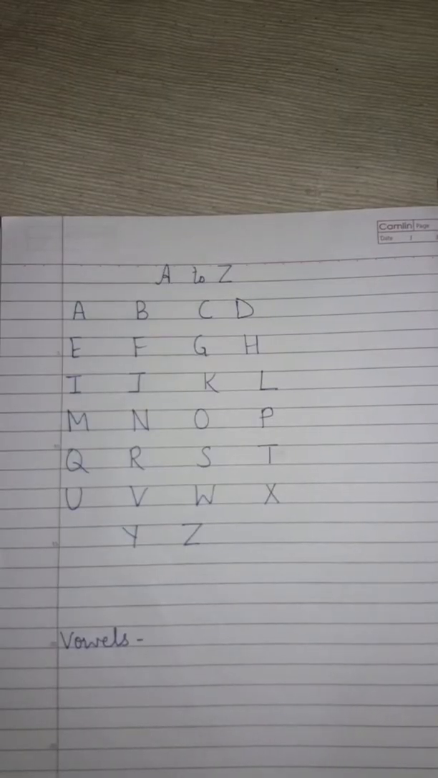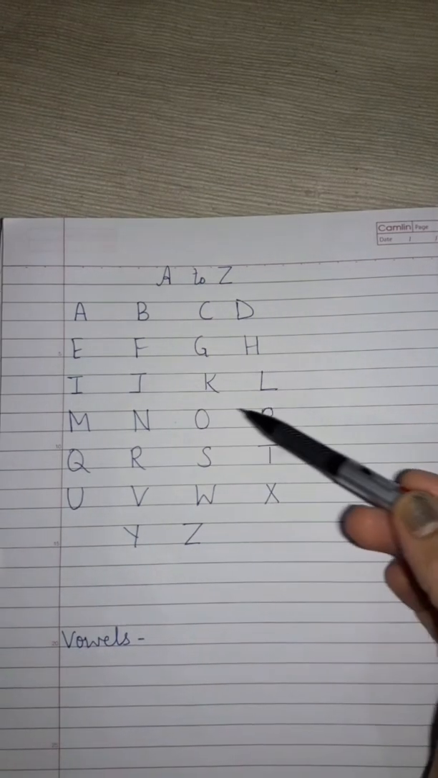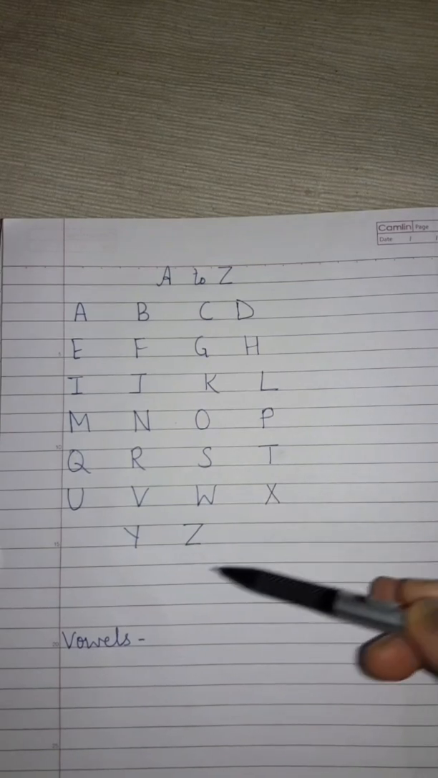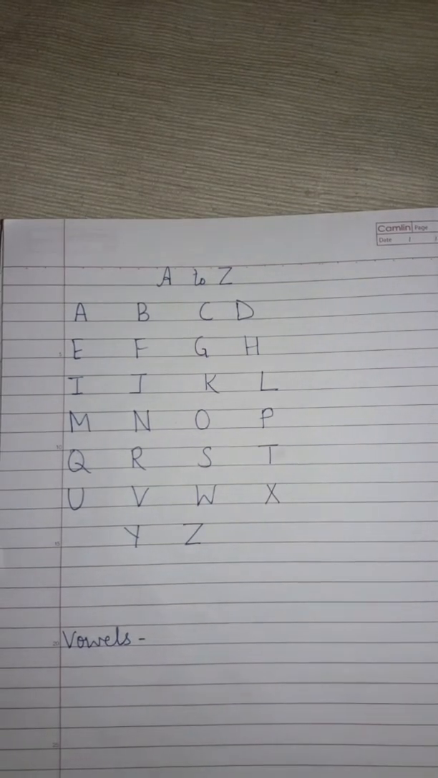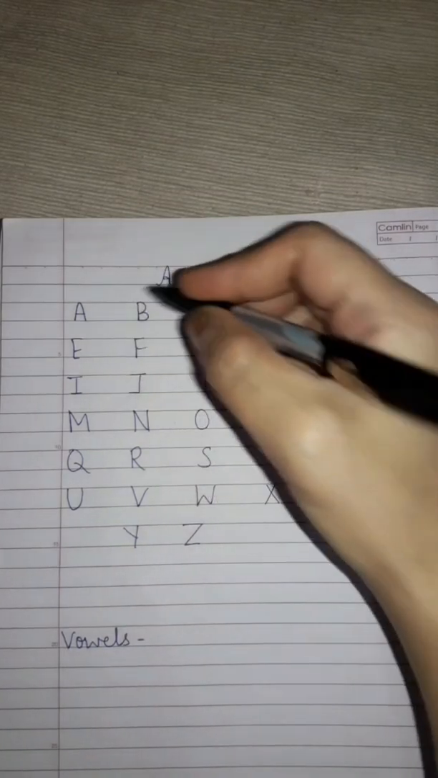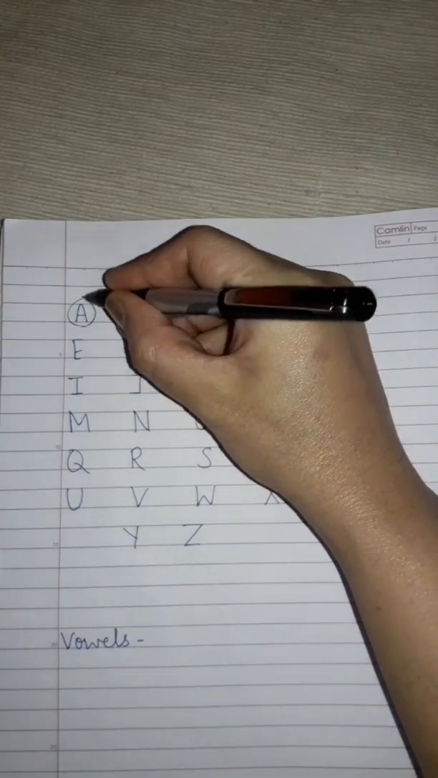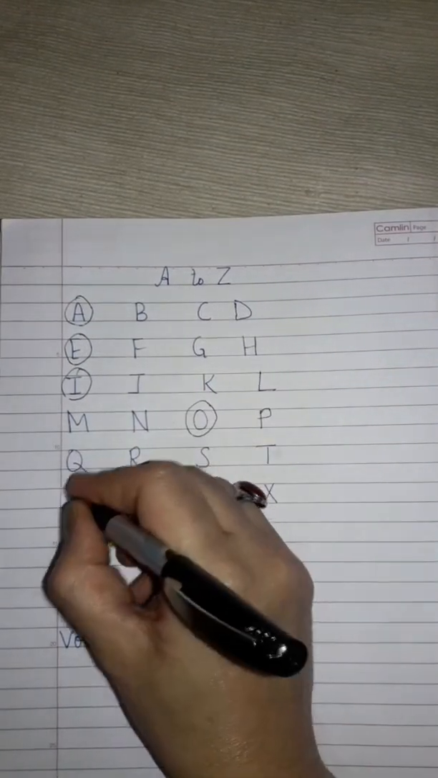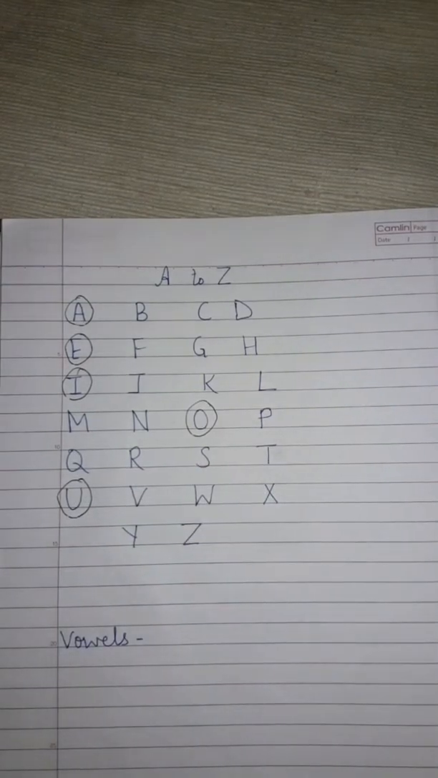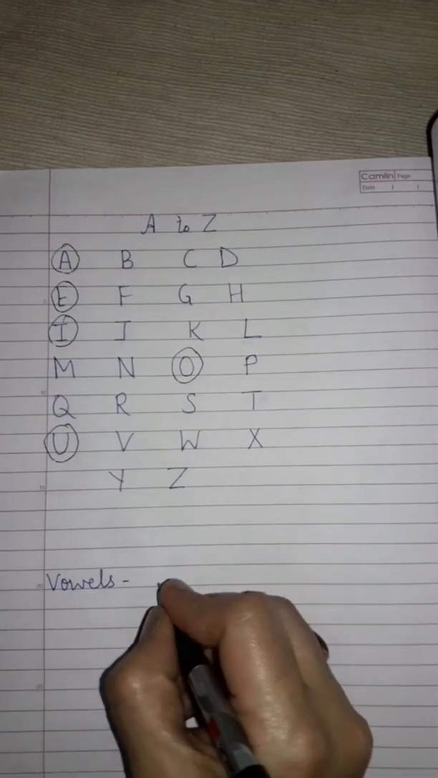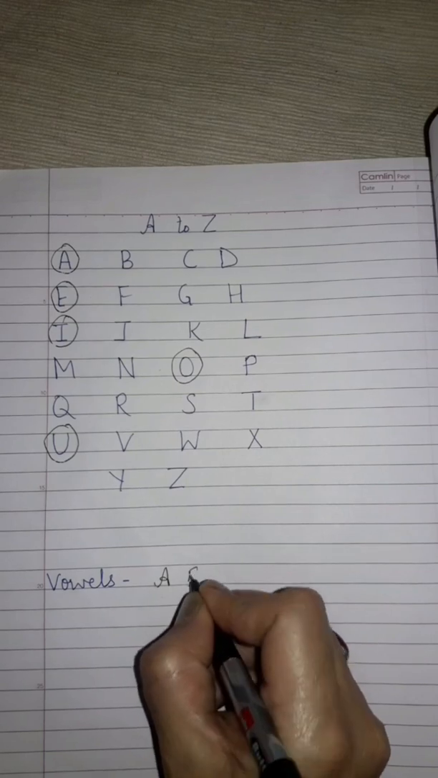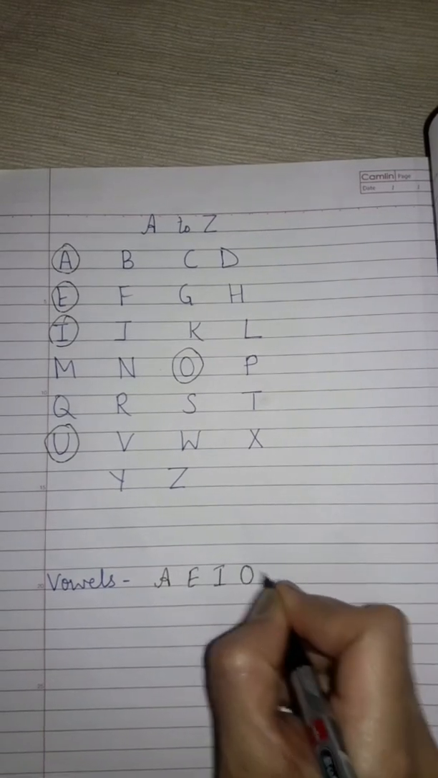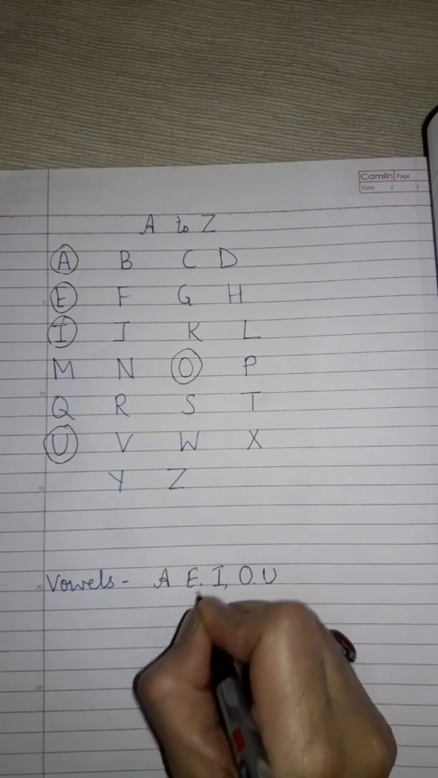So we all know there are 26 letters in the English alphabet. A, B, C, D, E, F, G, H, I, J, K, L, M, N, O, P, Q, R, S, T, U, V, W, X, Y, Z. Out of them, only 5 are vowels. So let's circle the vowels. A, E, I, O and U. They are vowels.